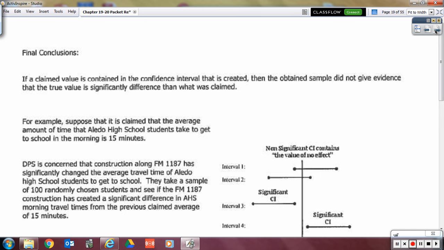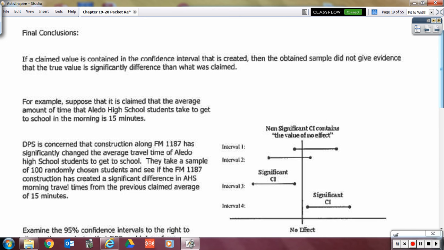Okay, so here is our final kind of discussion about these concepts. Let's just say, oh, well, hold on a second. If a claimed value is contained in the confidence interval that is created, then the obtained sample did not give evidence that the true value is significantly different than what is claimed.